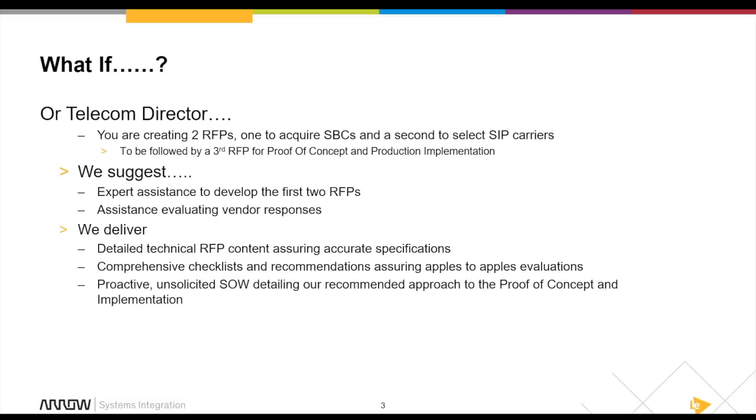And we would deliver the detailed specifications of that content, as well as checklist recommendations, and make sure that everything is apples to apples in terms of evaluation. Then a detailed scope of work that would detail the recommended approach and proof of concept implementation for those RFPs.